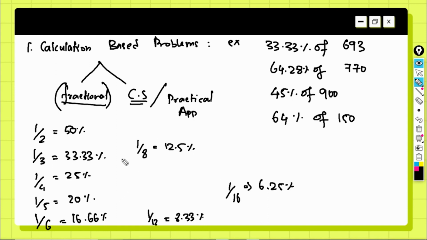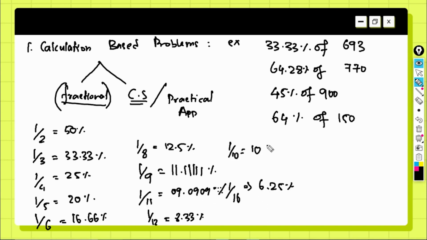Okay. 1 by 7, we'll come back to that later. 1 by 8 is here. 1 by 9. Okay. So 1 by 9 and 1 by 11 are relatives. If you calculate 1 by 9, it will all be 11s: 11.1111 goes on. And 1 by 11 is 09.0909 like that. So 1 by 9 will have all 1s, 1 by 11 will have all 9s. And 1 by 10 is 10 percentage, easy.